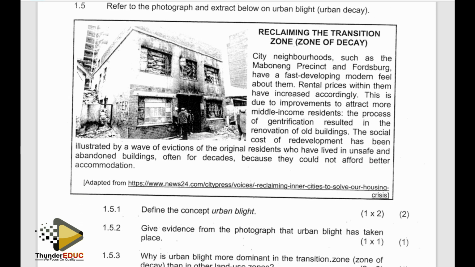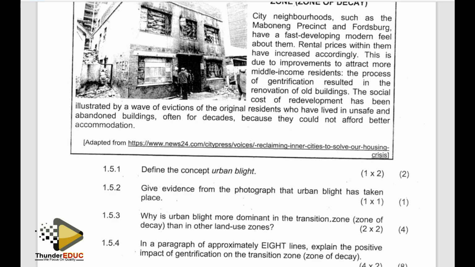Right, we go on to question number 1.5. It's a text, an infographic with this picture here and what is indicated here. We check the first question. Define the concept urban blight.